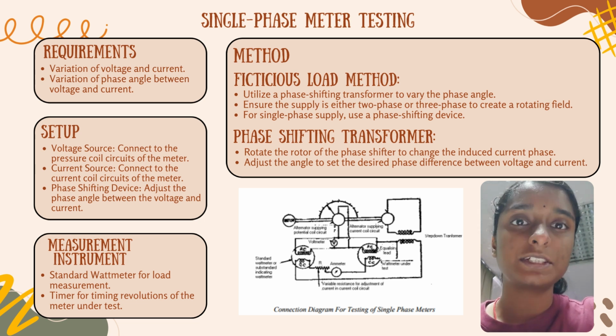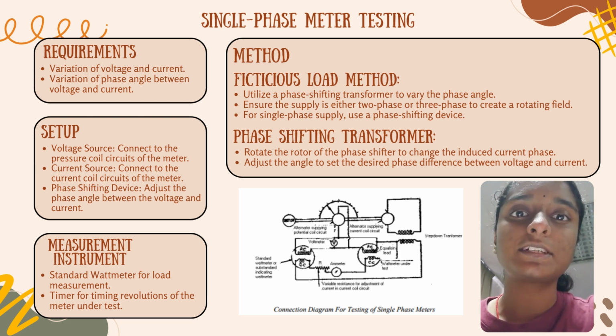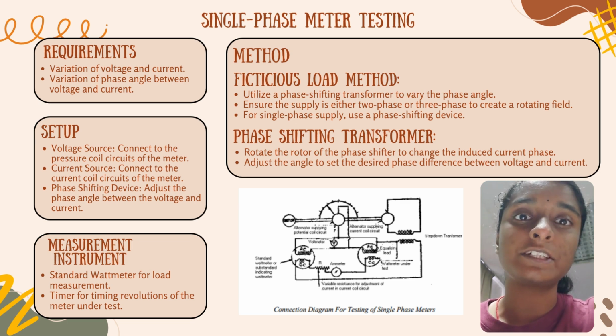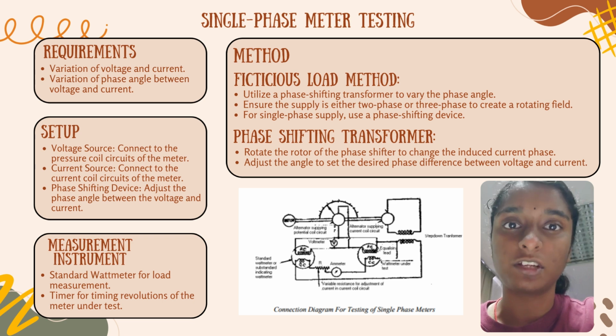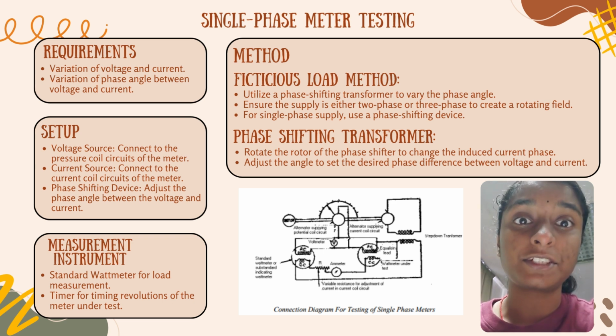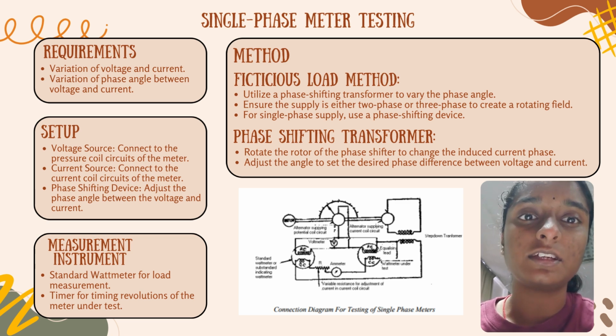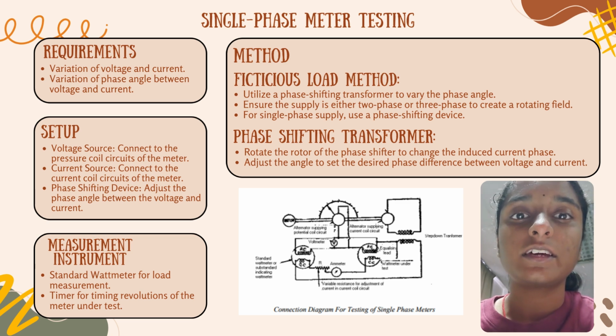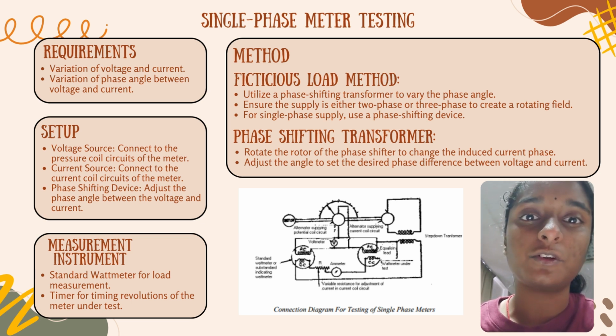For single phase meter testing, the requirements are the variation of voltage and current and the variation of phase angle between voltage and current. For the setup, the voltage source is connected to the pressure coil circuits of the meter. The current source is connected to the current coil circuit. The phase shifting device is adjusted according to the phase angle between the voltage and the current. For the measurement instruments, the standard wattmeter is used for load measurement and a timer for timing the revolutions of the meter under test.